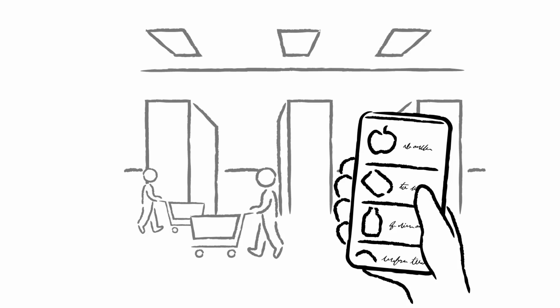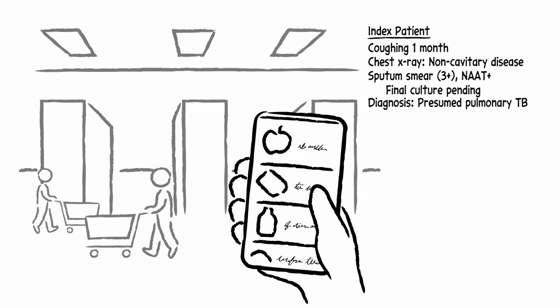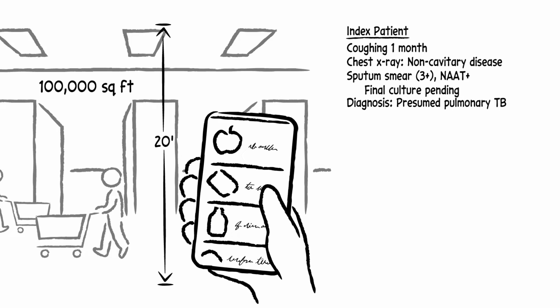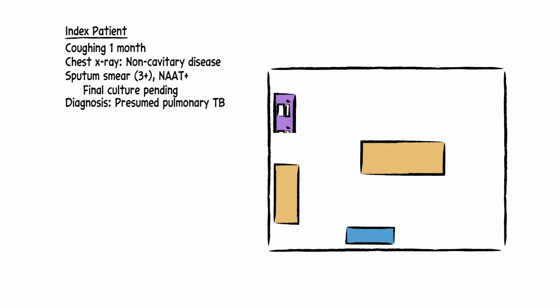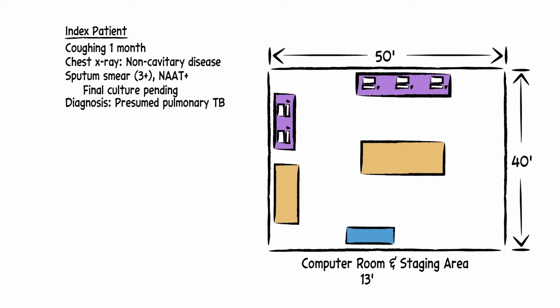In this next example, we have a patient who was employed as a part-time online shopper at a large supermarket. The patient had been coughing for 1 month, had non-cavitary disease, and was sputum smear positive with final culture pending. Approximately 3 hours per day were spent shopping in the store, which measured 100,000 square feet with a 20-foot ceiling. The patient spent about 2 hours each day in the computer room and staging area, which measured approximately 2,000 square feet with a 13-foot ceiling.